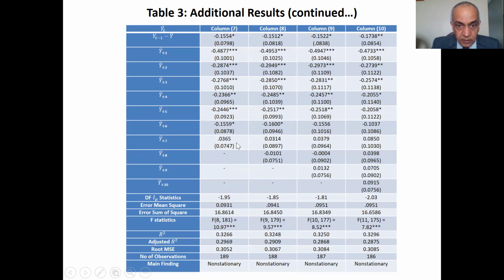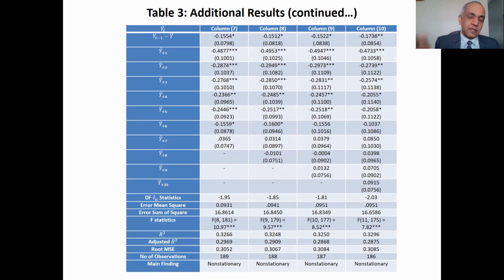If we include the seventh lag, the series becomes non-stationary. Eighth lag, the series becomes non-stationary, and ninth lag, non-stationary, and 10th lag, non-stationary. So in the original data set, the results indicate that including more than 5 lags produces the non-stationary result, while including 5 or fewer autoregressive lags makes the series stationary.